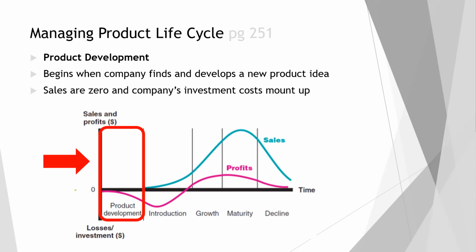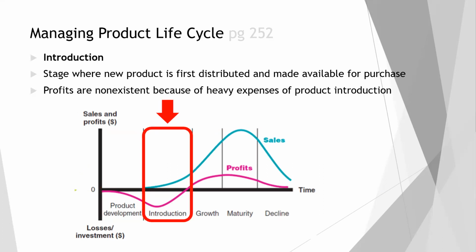This is product development. And then we've got our second stage, introduction. This is the stage where the new product is actually first distributed, first made available for purchase, and first being sold. So this is where we're going to start to see our first sales. Profits are still pretty much non-existent because we're still trying to make up all that ground for the heavy expenses and investment that we put in during product development, but they are starting to go on an upward trend. So this is when we first introduce it to the marketplace.